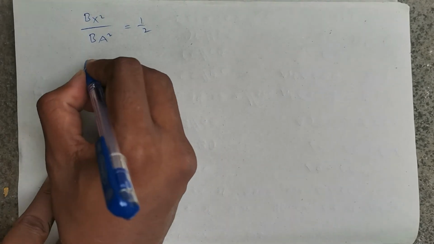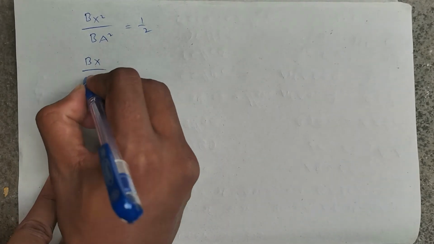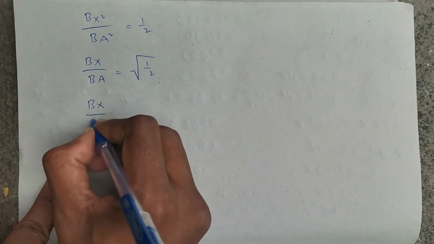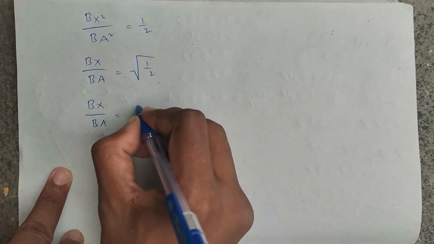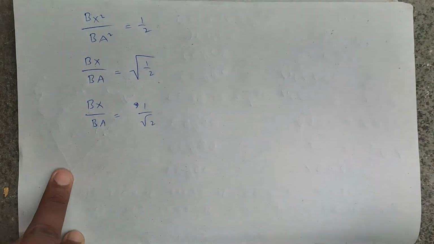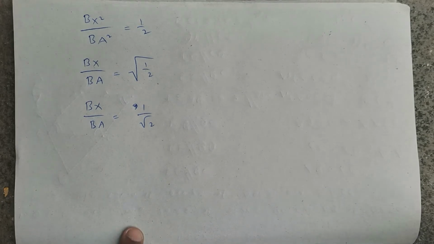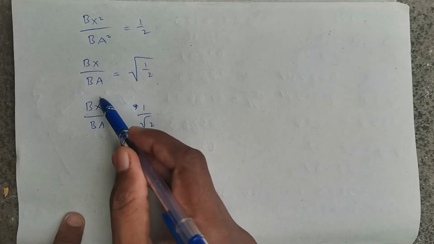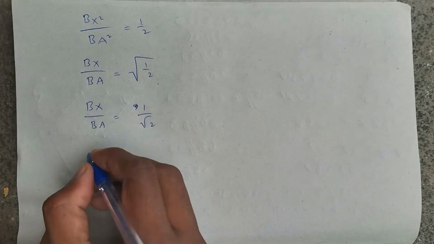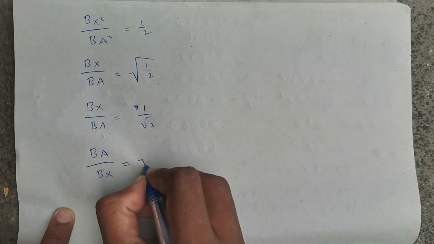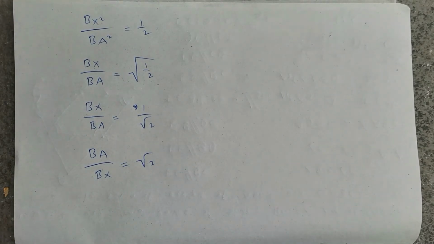Now I will remove the square. So we will get BX divided by BA is equal to under root 1/2, which is nothing but 1 divided by root 2, because root 1 is 1 only. Now in the asked question he is asking AX by XB. So here we have BX in the numerator. To make it the denominator, I am reciprocating this whole equation. So BX by BA will become BA by BX is equal to root 2 by 1, which is nothing but root 2.